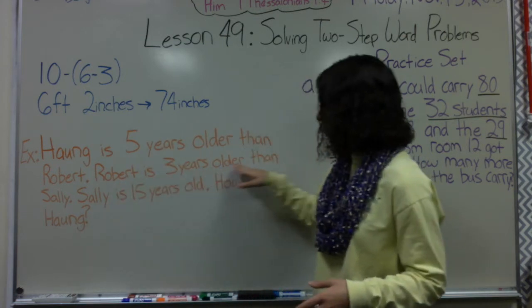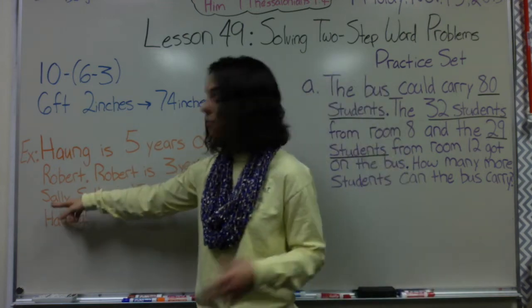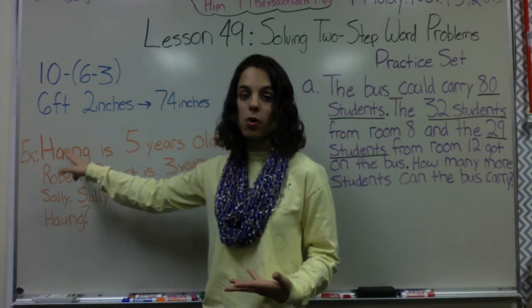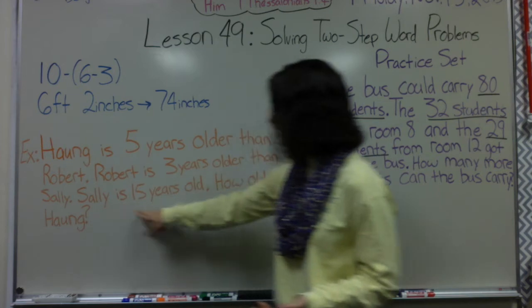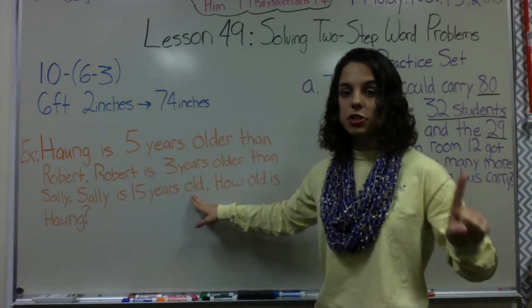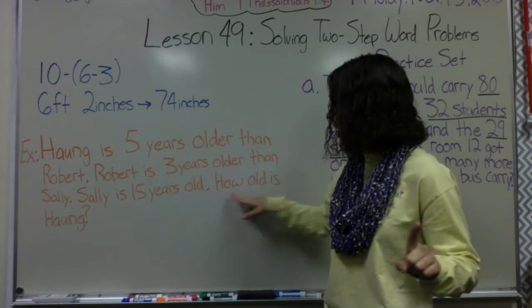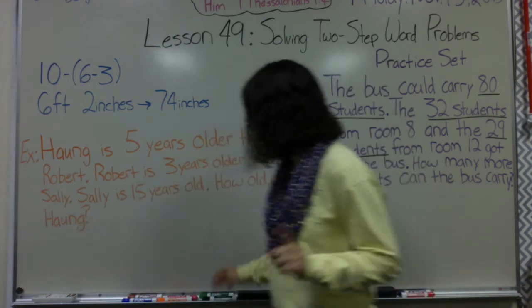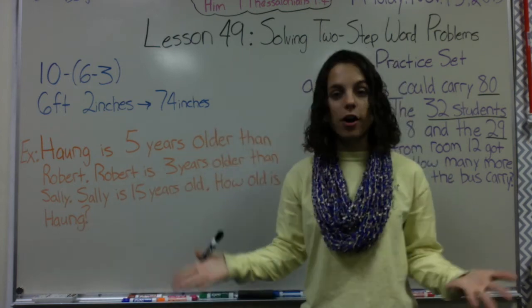Robert is 3 years older than Sally. Okay, we still don't know how old Robert is or Huang. Sally is 15 years old. That's a fact. That's the one thing that we do know out of this problem. How old is Huang? So I'm going to show you a strategy, drawing pictures.